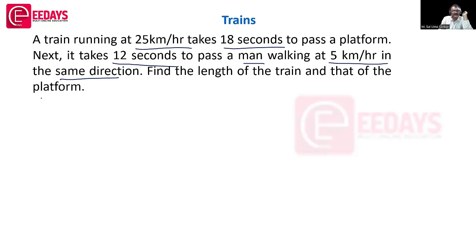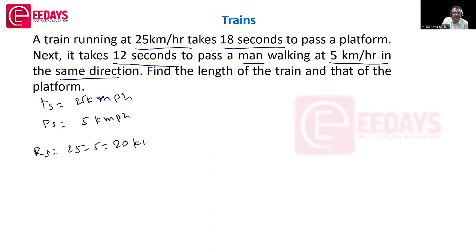ట్రైన్ స్పీడ్ అంటే, ట్రైన్ స్పీడ్ ఈజ్ ఈక్వల్ టు 25 kilometers per hour. Person speed is equal to 5 kilometers per hour. Both are moving in the same direction. Then what is the relative speed? 25 minus 5, that is equal to 20 kilometers per hour.